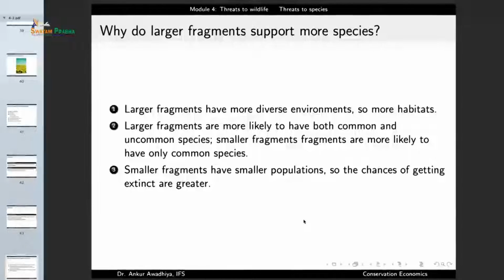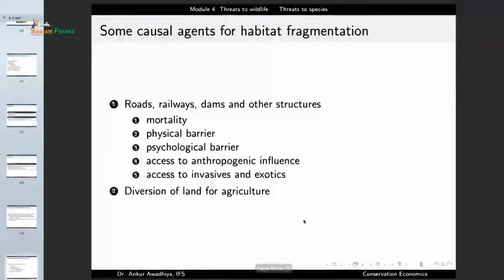Now, habitat fragmentation is important because larger fragments typically support a greater number of species. Because larger fragments have more diverse environments, more habitats, they are more likely to have both common species and uncommon species. Also, smaller fragments have smaller populations, so the chances of them going extinct are greater, because small population dynamics start acting on those small populations. So it is always beneficial that we should have habitats as big contiguous areas and not as small parcels.